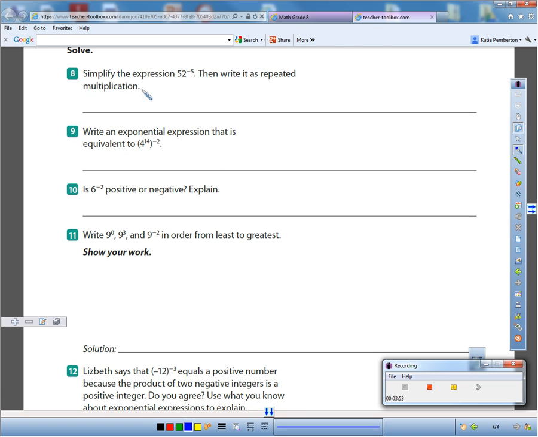So on number 8, it says simplify the expression 52 to the negative 5. Write it as repeated multiplication. It's asking you to expand it out. And as you do that, I want you to think about what that negative does. And remember, it drops it to the denominator. So you're going to have it expanded out 1 over 52 5 times. Sorry, there's kind of a weird delay with my pen here, so I'm writing as fast as I can. 1 over 52 5 times.